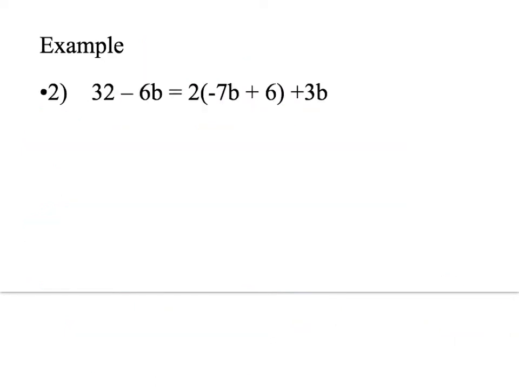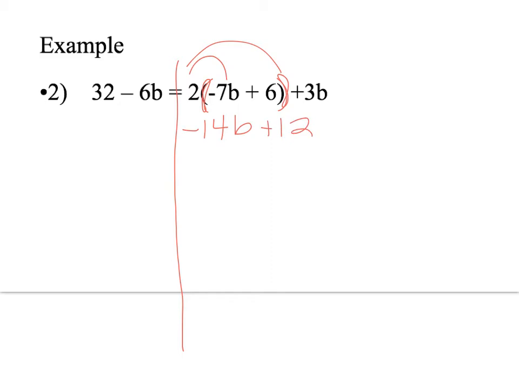Alright, our next example, again, we're going to draw a line down our equal sign. The first step is to do your distributive property, which means to multiply. We do have parentheses here, so we will be distributing, so that's where you're going to start. So 2 times negative 7b is negative 14b. 2 times positive 6 is positive 12. Everything else in the problem is going to drop down, so I'm going to bring down my plus 3b, my equals, and my 32 minus 6b.